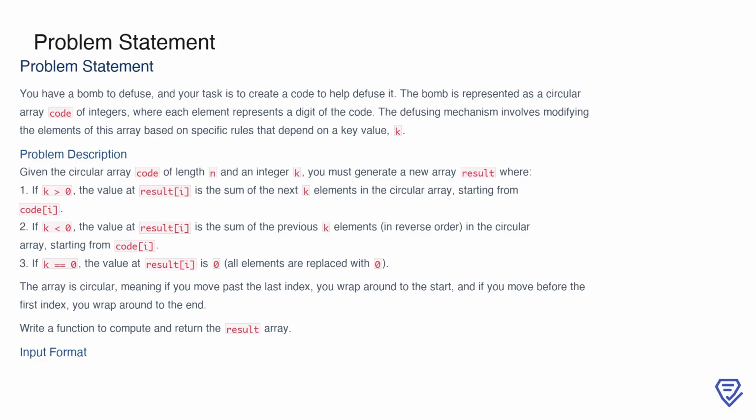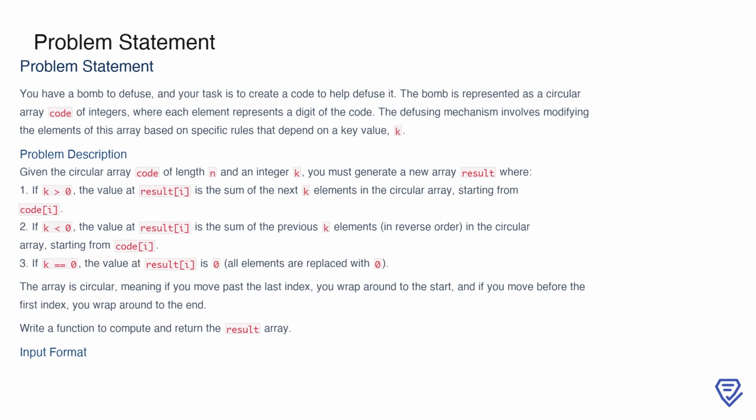If k is greater than 0, each element in the result array is the sum of the next k elements in the circular array, starting from the current index. If k is negative, the sum is taken from the previous k elements, in reverse order. If k equals 0, all the elements in the result array are simply replaced with 0.